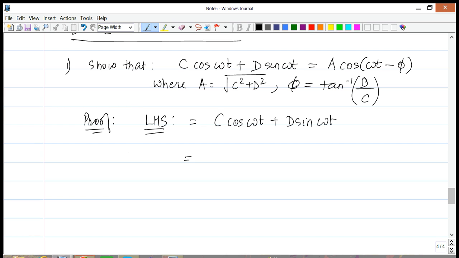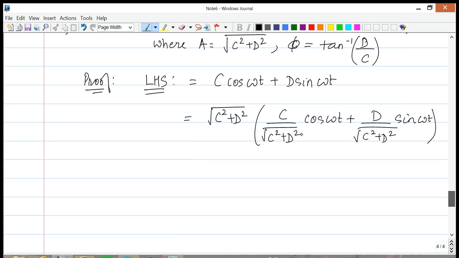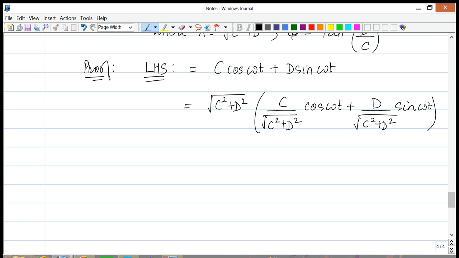So now what we're going to do is multiply and divide by the square root of c squared plus d squared. Not both sides, only the right hand side. So I'll multiply by the square root of c squared plus d squared, and then I'm going to divide each of the terms by the square root of c squared plus d squared. So this gives me c over the square root of c squared plus d squared times cosine omega t, plus d divided by the square root of c squared plus d squared times sine of omega t. As long as c and d are not both 0 at the same time, all this works well.